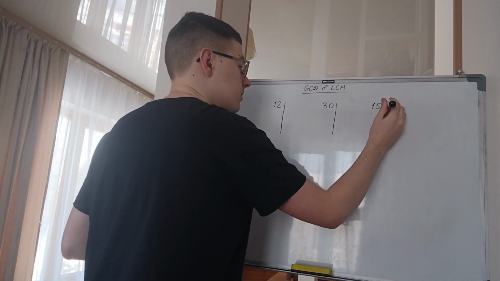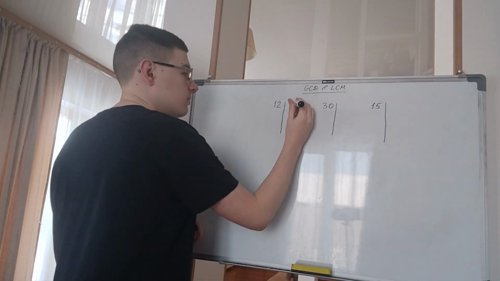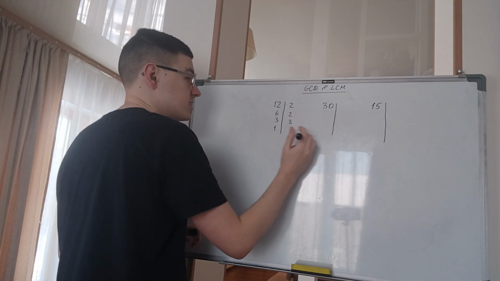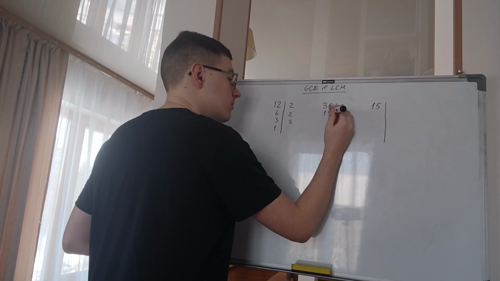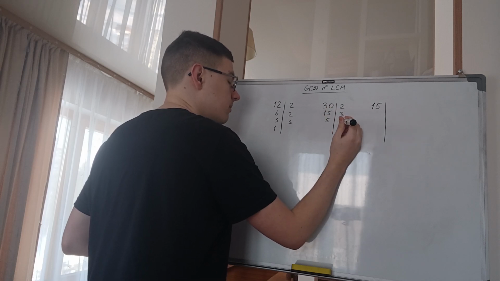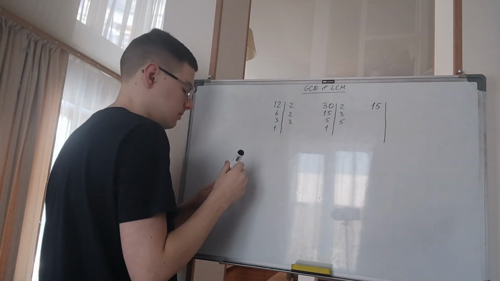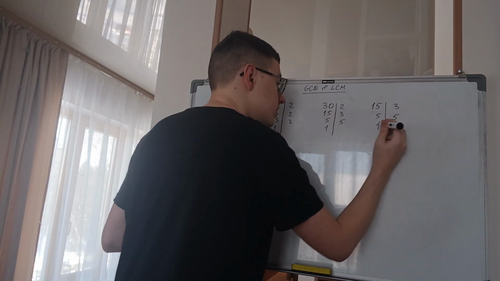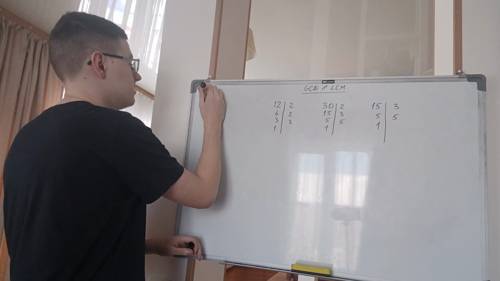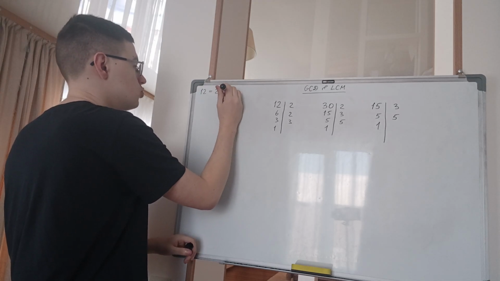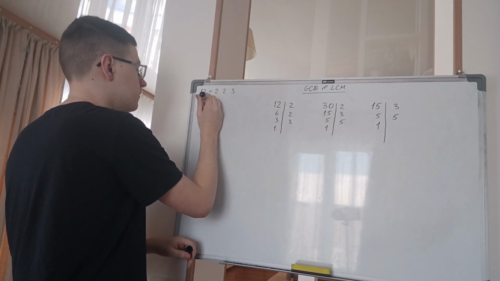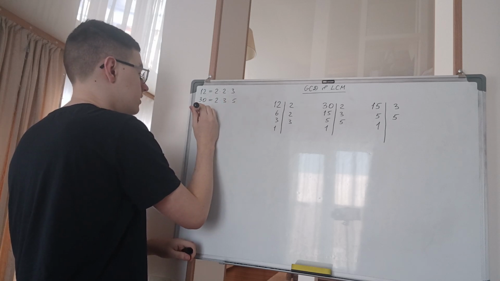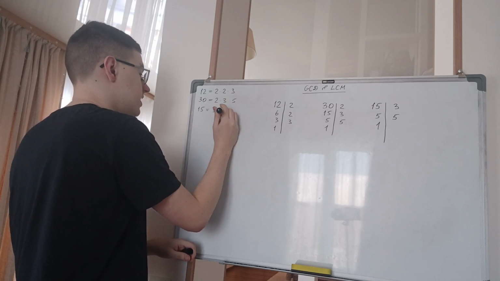So find out the multipliers of each number. It's pretty easy, since these numbers are quite simple to evaluate the prime multipliers of. So we do it this way, okay? That means that 12 is the same as 2 times 2 times 3. 30 is the same as 2 times 3 times 5. And 15 is the same as 3 times 5.